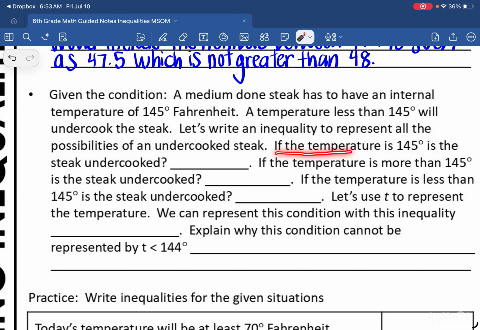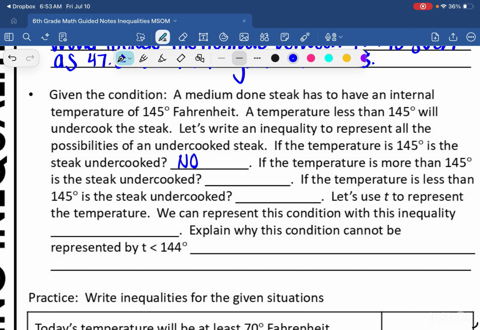If the temperature is 145 degrees, is the steak undercooked? No. If it's 145 degrees, then it is medium done. If the temperature is more than 145 degrees, is the steak undercooked? No. If the temperature is less than 145 degrees, is the steak undercooked? Yes. Let's use T to represent the temperature. We can represent this condition with the inequality, so T will be the temperature, and anything less than, not equal to, so T is less than 145.